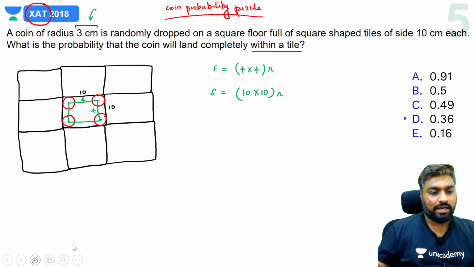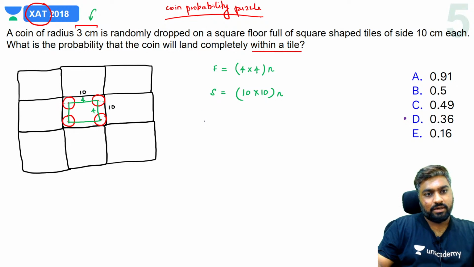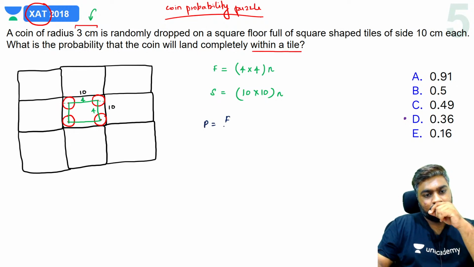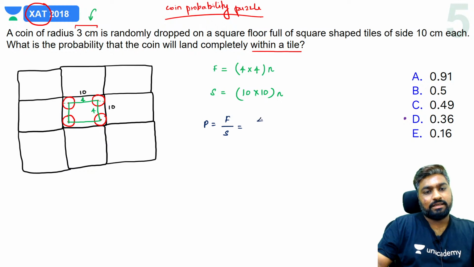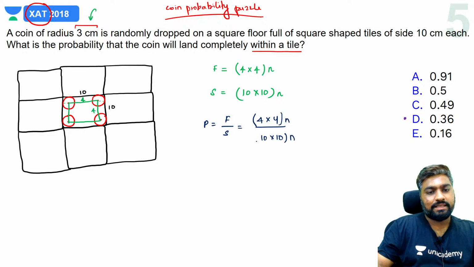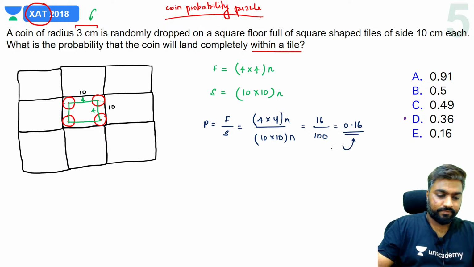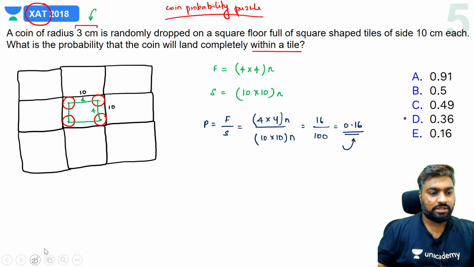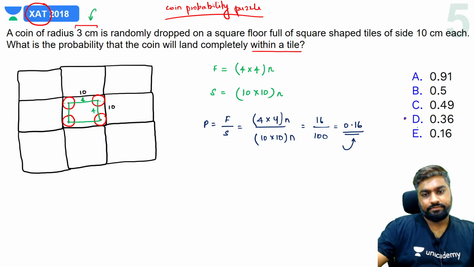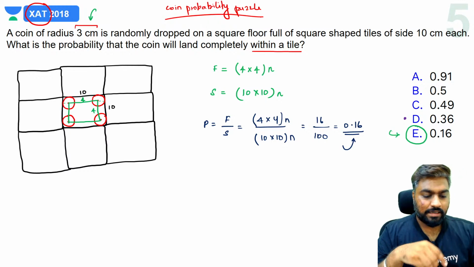Yes. So our required probability is what? Very simple. Required probability is going to be f upon s, that is 4 cross 4 by 10 cross 10, into n, वो वैसे भी कैंसल हो जाएगा. So what is it? 4 cross 4 is 16 by 100. That's nothing but 0.16. Yes, which is option E. Nice. Done.